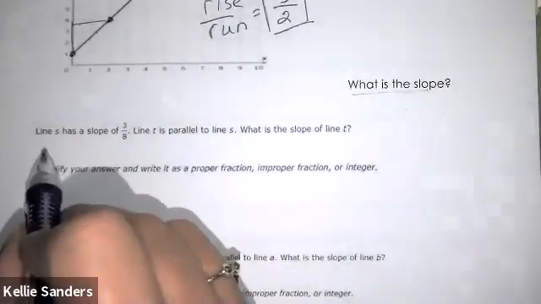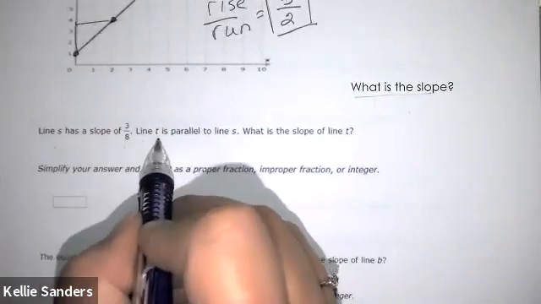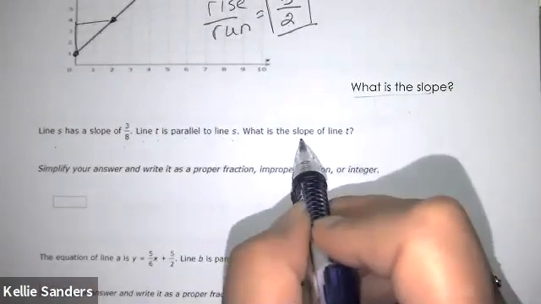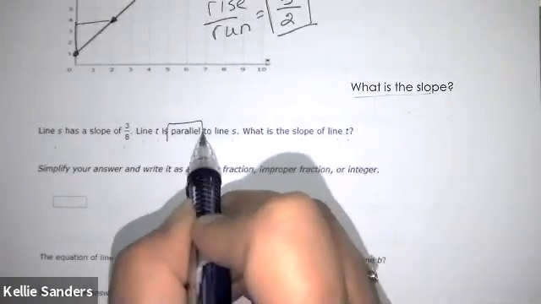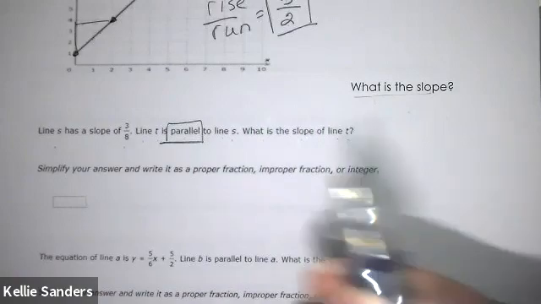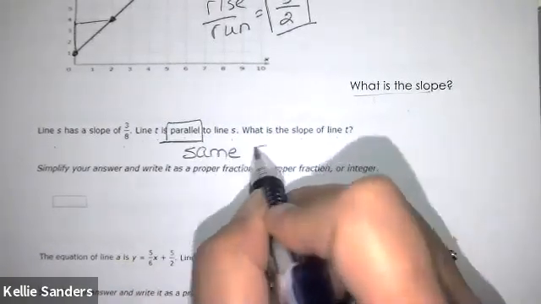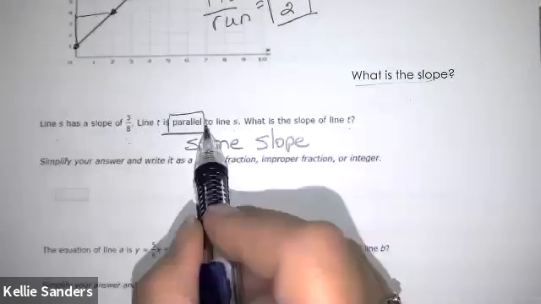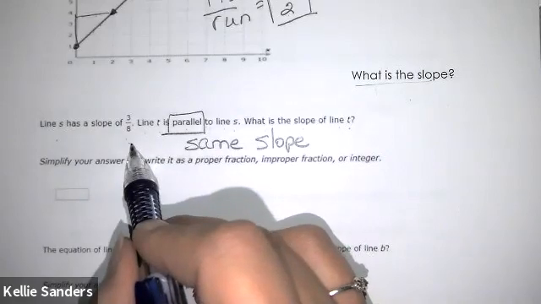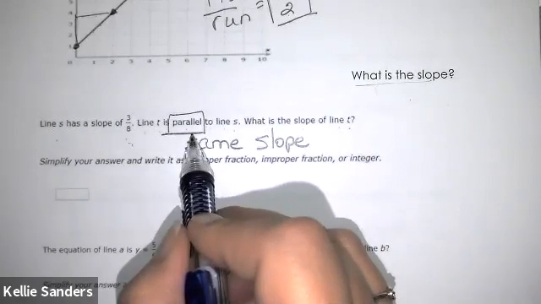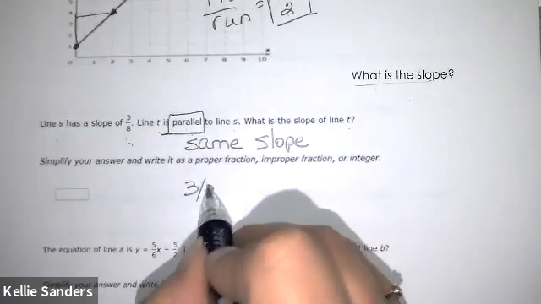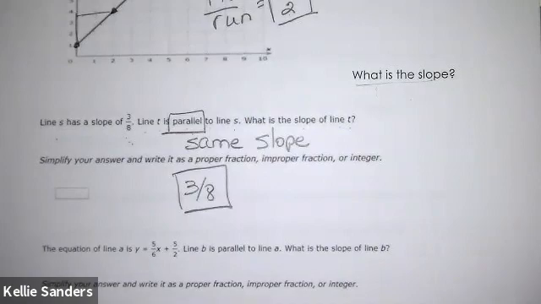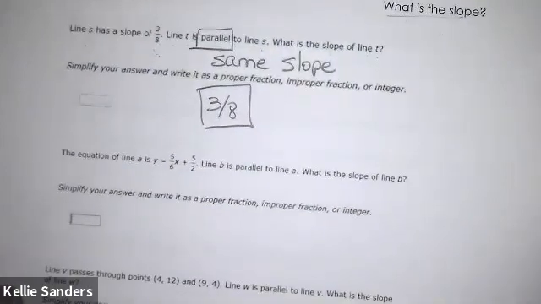All right. Line S has a slope of 3 over 8. Line T is parallel to line S. What is the slope of line T? If you see that word, parallel, same slope. You do not have to do anything to it. Do not do anything to it or you're going to get the wrong answer. Okay, so if you know one slope is 3 over 8 and you know the other line is parallel to it, then this line's slope is 3 over 8. So 3 over 8 and you're finished. Parallel slopes are amazing because you don't have to do anything with it.